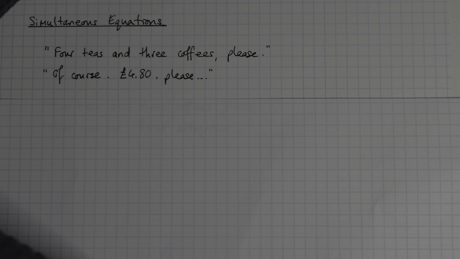Suppose you were in a cafe and you happen to overhear the person in front of you has ordered 4 teas and 3 coffees, and their bill is £4.80. My first question to you is, can you work out the cost of 1 cup of tea and 1 cup of coffee? Pause the video, give it a go. And the correct answer is no, you can't work out the cost of 1 cup of tea and 1 cup of coffee uniquely.